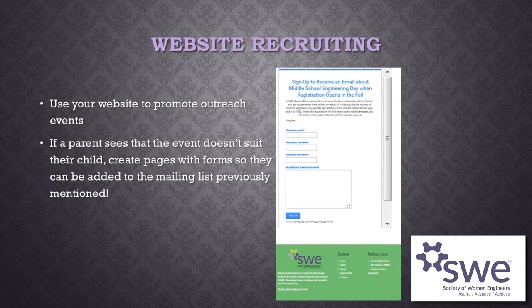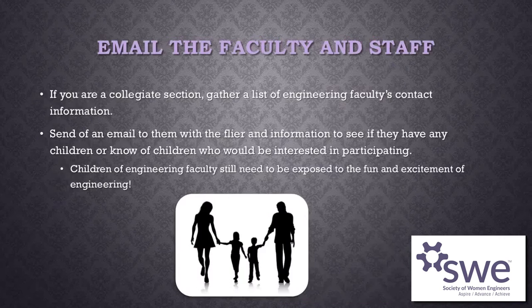Feeding off what we just talked about, if an event doesn't suit their child, you can create a Google form embedded on your website. So instead of them emailing you saying, hey, can I be on the email list, they can just sign this quick form, and then whenever you're ready to start promoting your outreach event, you just pull the Google sheet out from this form. You can also have all your signups on there, so the signups are quick and easy.